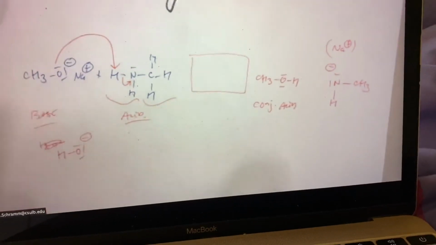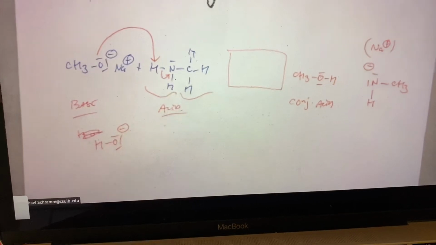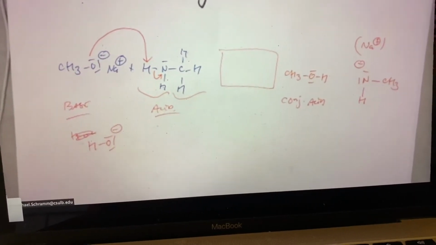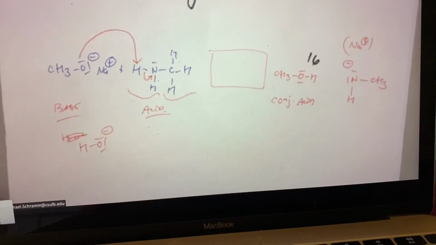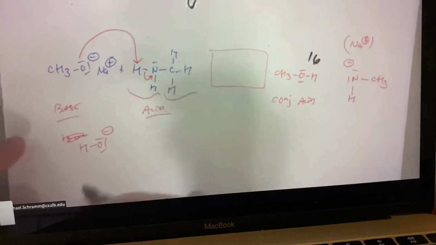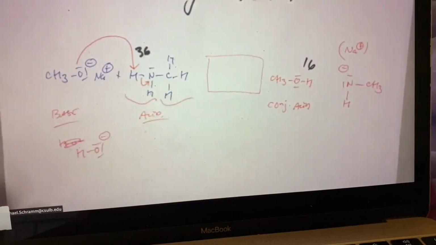And if we do a direct comparison between this and this, we can figure out which direction this lies at equilibrium. Well, alcohols, we said the pKa was about 16. And amines, somewhere in the 30s. I don't have the number off the top of my head. You should have memorized it by now. Let's say 36 or 38, something like that.